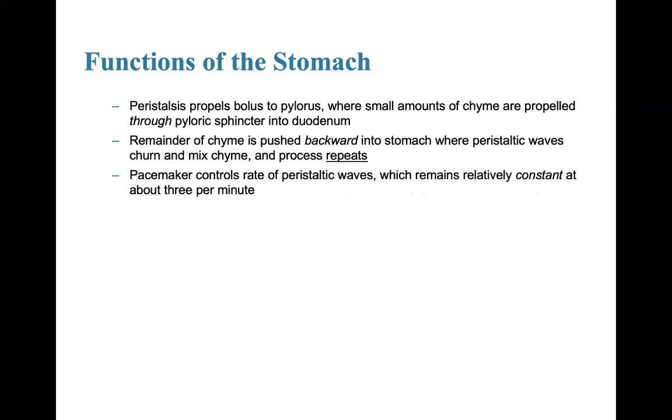The peristalsis will propel the bolus to the pylorus, where small amounts of chyme are propelled through the pyloric sphincter into the duodenum. The remainder of the chyme is then pushed backward into the stomach, where the peristaltic waves will continue to churn and mix the chyme. I like to give an example of a cement mixer here. You release some of the chyme into the duodenum, and depending on the composition of the food, that chyme release could be pretty rapid, or it could take a very long time.